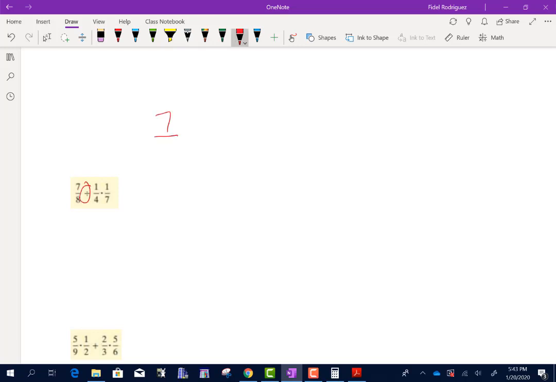So let's write this out. 7/8. Remember how we divide. We take the division, change it to multiplication. Write that as 4 over 1 times 1 over 7, right? Okay, so now I'm going to do this piece here first.